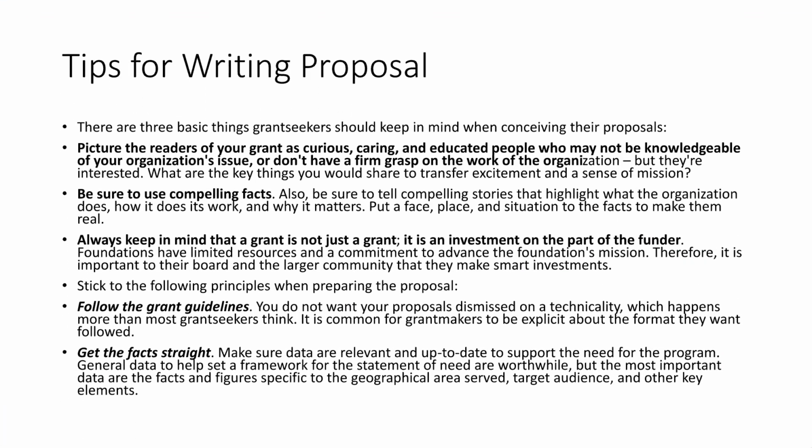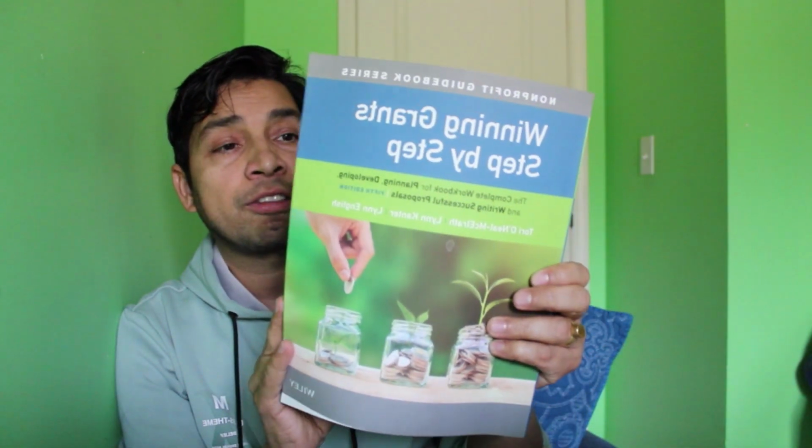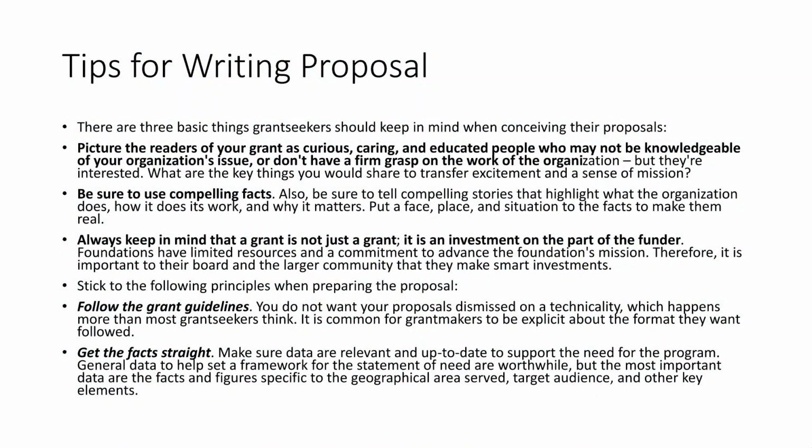So talking about the tips for writing a proposal, these are all tips I cited from one of the books, which I would like to recommend as well. This is the book I'm talking about, Winning Grants Step by Step. This is a very useful book for you, so you might want to take a quick look. There is also another book, Grant Writing for Dummies, which gives you basic concepts, basic ideas about grant writing. So from that book I cited these ideas.